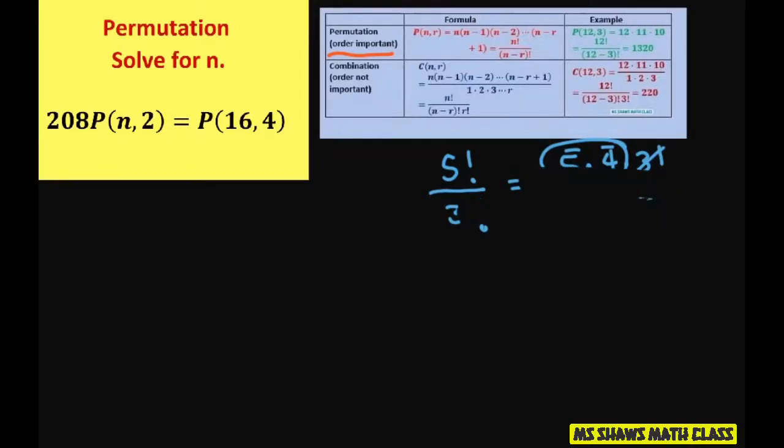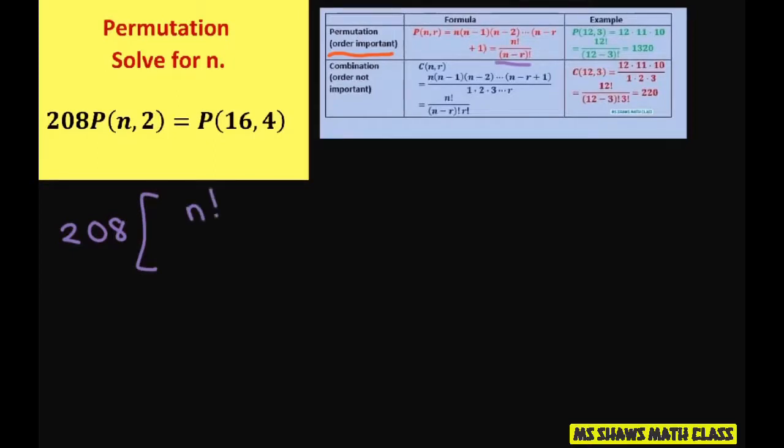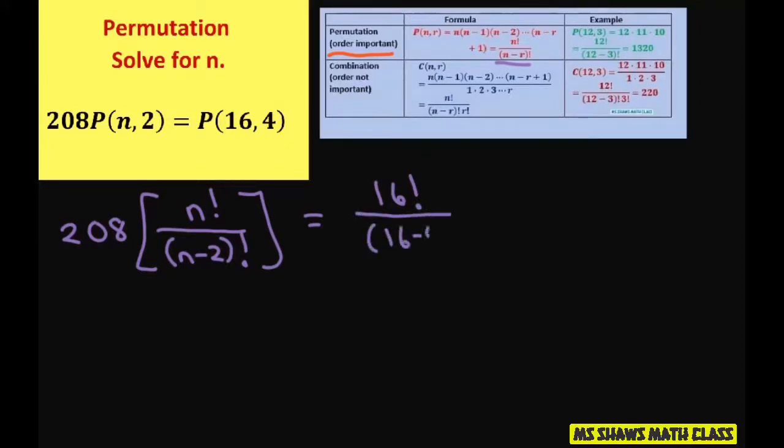So for our problem, we'll get started and use our formula here. So we have 208 n factorial divided by n minus 2 factorial equals 16 factorial divided by 16 minus 4 factorial. So on the left-hand side, let's just rewrite this. This is going to be 16 factorial divided by 12 factorial. That's that one.